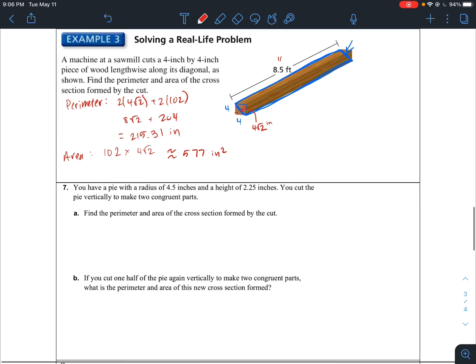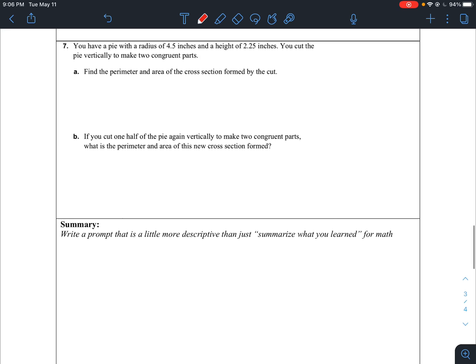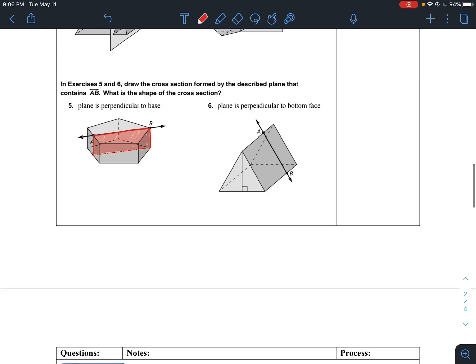Okay, not too bad. Go ahead and see if you can try number 7. It's just using a pie. Pretty much you're just doing the same thing. You're trying to find the perimeter and the area of the cross sections when you cut a piece of pie.